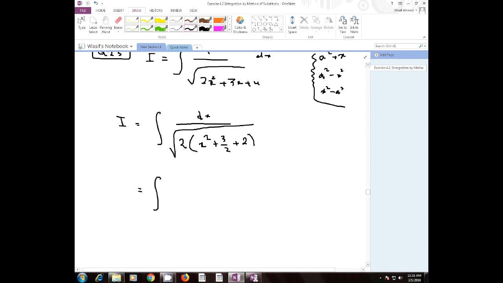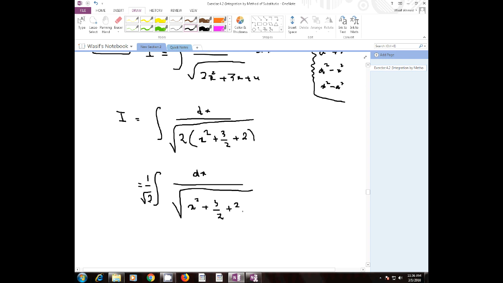And then take the square root of 2 out of the integral. First you have to take it out of the square root, and you have to take it out of the integral since it is constant. And we are left with x square plus 3 divided by 2 x plus 2.